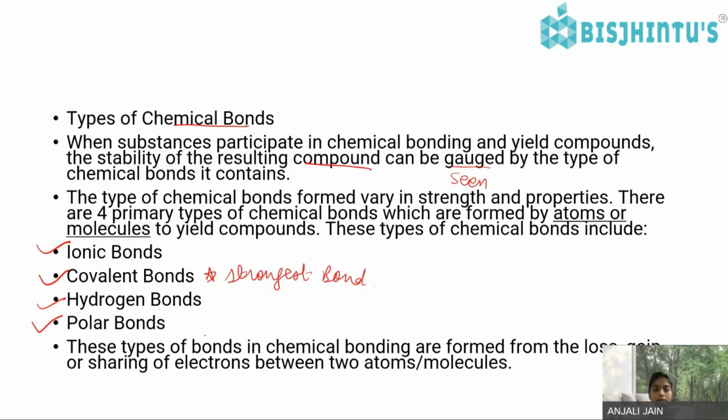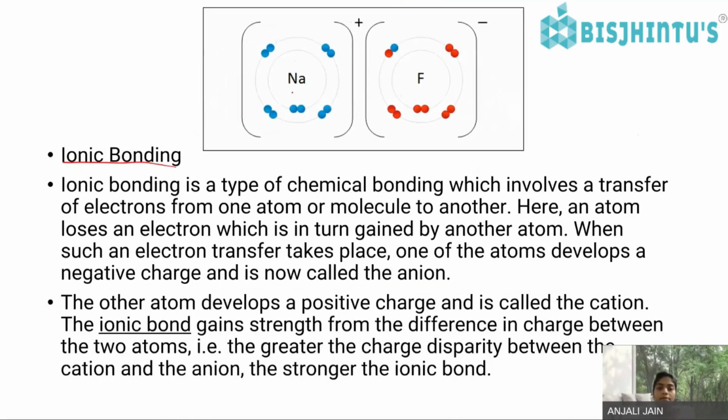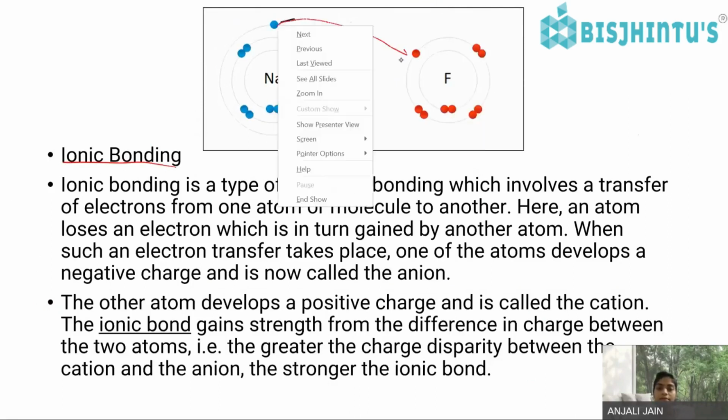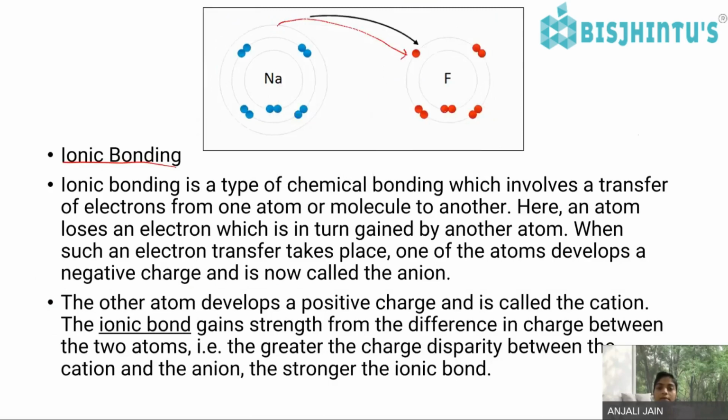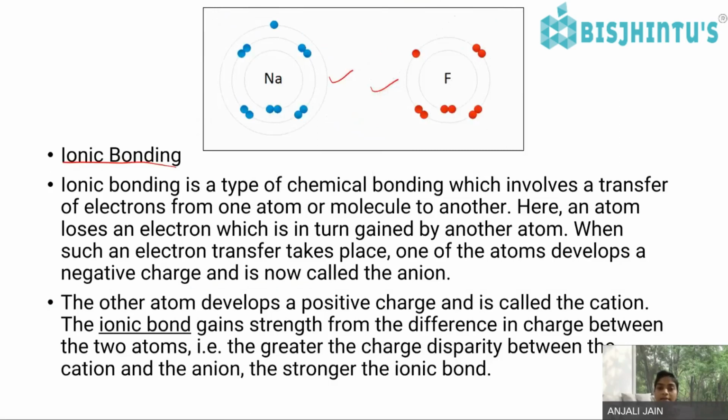These types of chemical bonding are formed by the loss, gain or sharing of electrons between two atoms or molecules. Like here in sodium chloride, ionic bonding can be seen. The outermost electron in sodium is given over, and this excess electron was given to the chlorine. Now sodium and chlorine both have stable state configurations.